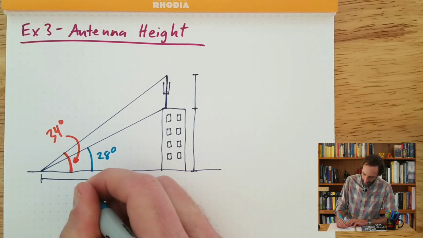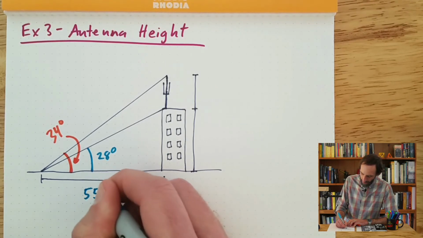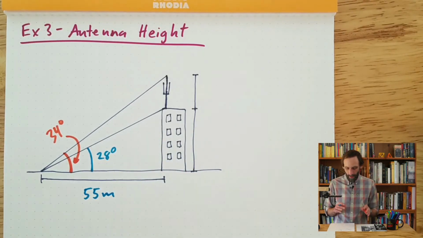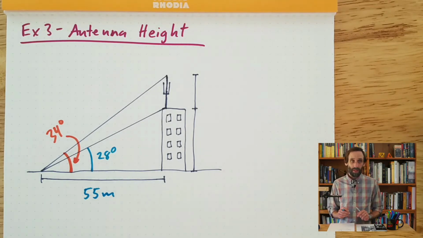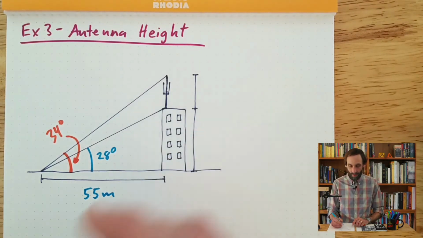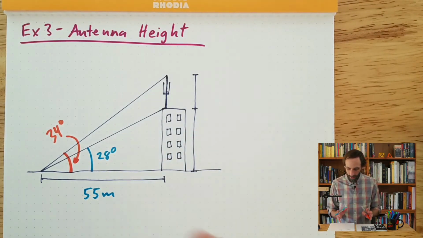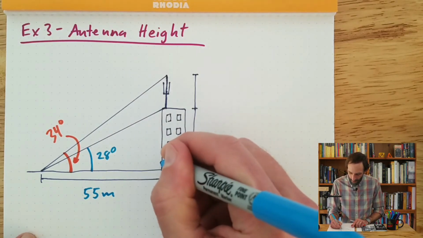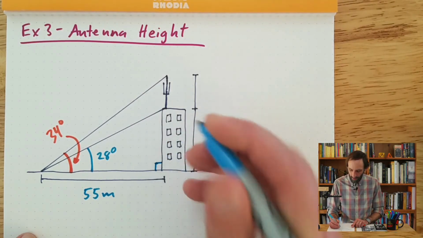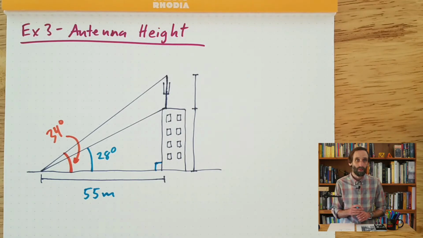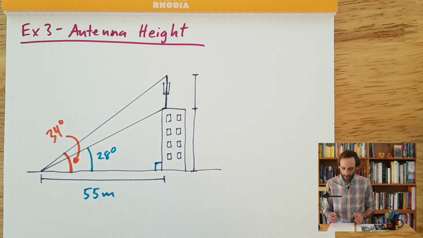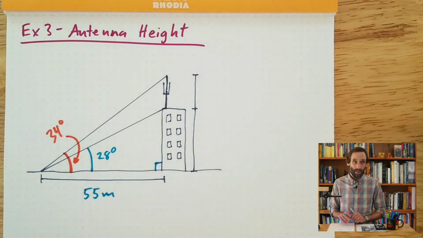Let's say that that distance is 55 meters. And using these pieces of information plus the assumptions that we've been making, right, that the angle sums are all the same and that this building is in fact at a right angle, it's perpendicular to the ground, all those types of things, we can now find the height of this antenna.